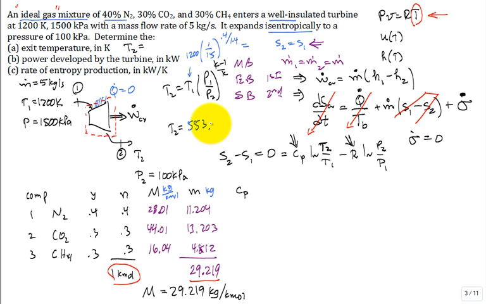553 point something. Okay. Now do this. Find the average temperature between T1 and T2. T1 comes in at 1200. T2 is 553. Find a good average temperature between those two. Just add them together and divide by 2, right? 877. So I'm going to use this T average to get the specific heats, where the average is 877 Kelvin. Maybe you round that off to 900 Kelvin.